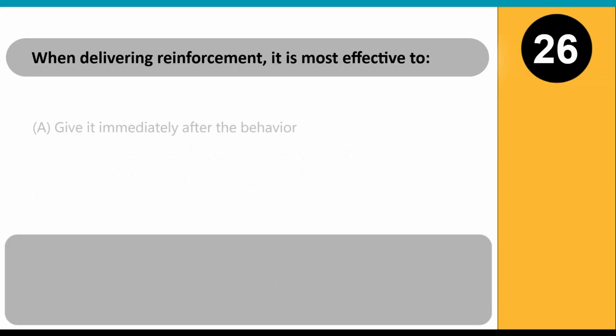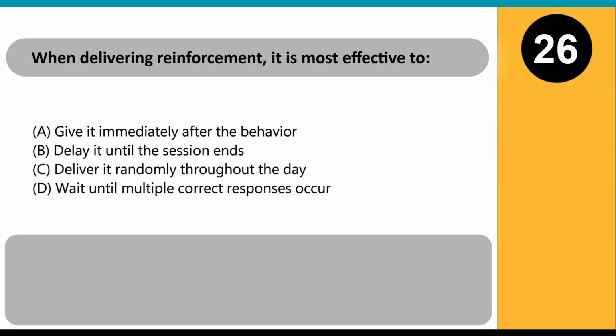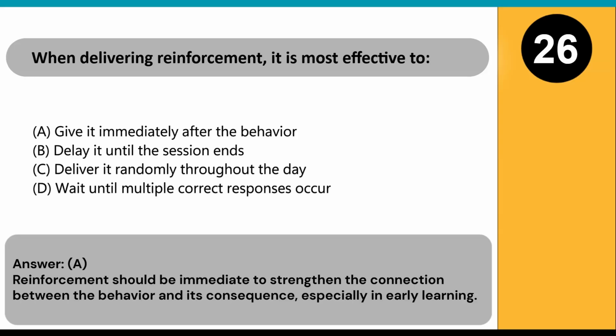When delivering reinforcement, it is most effective to: A. Give it immediately after the behavior. B. Delay it until the session ends. C. Deliver it randomly throughout the day. D. Wait until multiple correct responses occur. Answer A. Reinforcement should be immediate to strengthen the connection between the behavior and its consequence, especially in early learning.